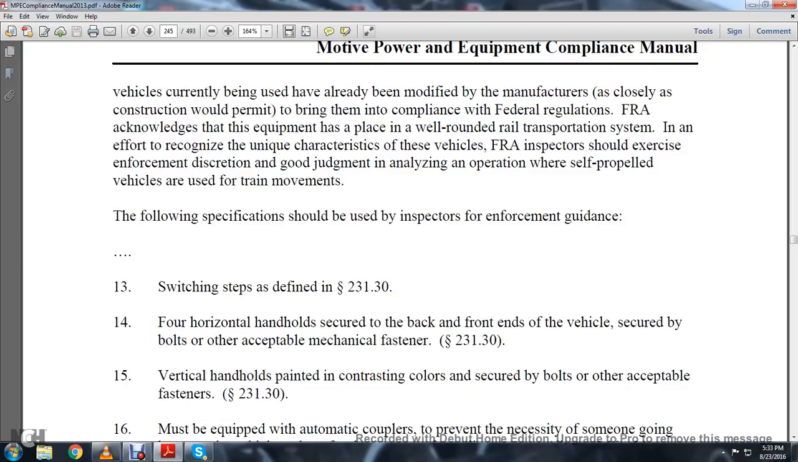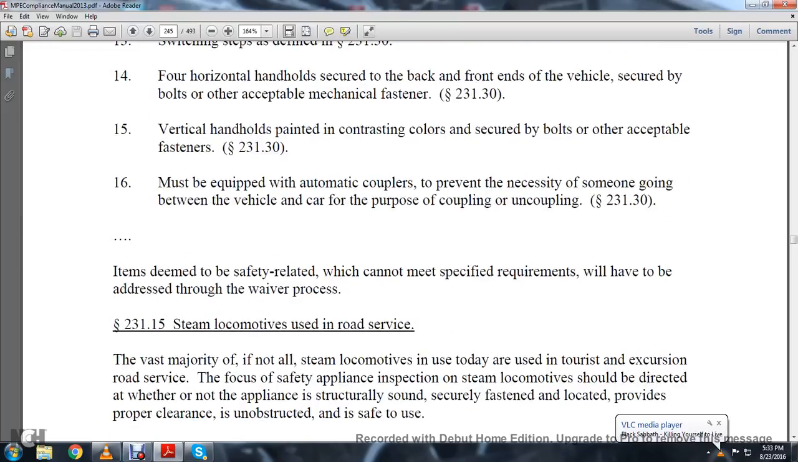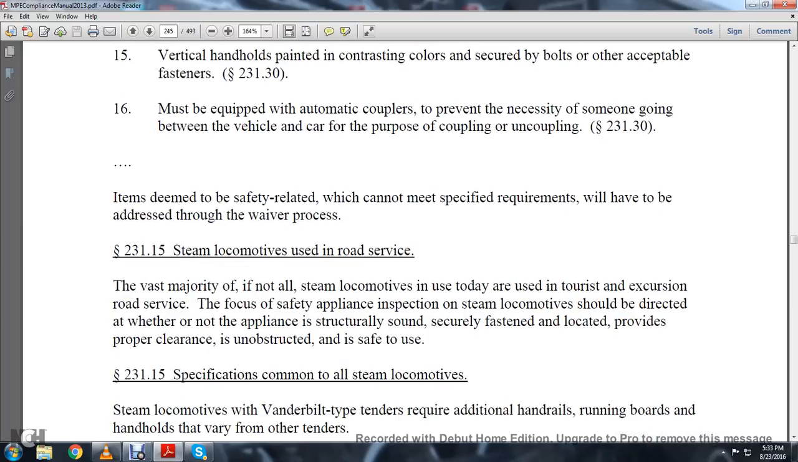3. Switching steps as defined in Section 231.30. 4. Horizontal handholds secured at the back and front ends of the vehicle, secured by bolts or other applicable mechanical fasteners, 231.30. Vertical handholds painted in contrasting color, secured by bolts or other applicable mechanical fasteners, 231.30. Must be equipped with an automatic coupler to prevent the necessity for someone going between the vehicles and cars for purposes of coupling and uncoupling, 231.30. Anything deemed to be safety related that cannot be deemed a specified requirement will have to be addressed through the waiver process.